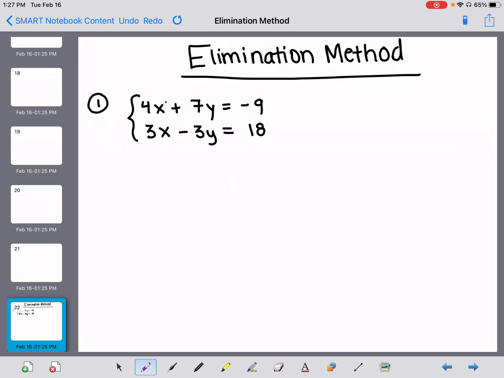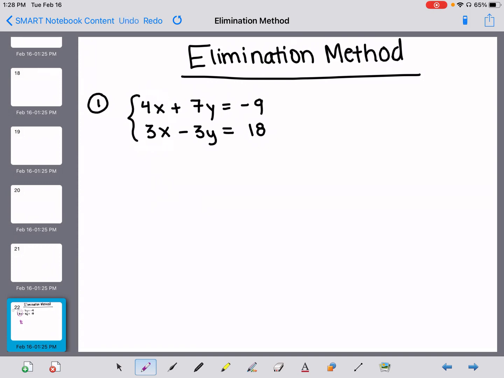And what we've done so far is we've looked at the x's to see if they're multiples of each other. 4 and 3 are not multiples of each other. Multiples would be like 6x and 3x. That would be something we consider more of an easy level question. 7 and 3 are also not multiples of each other. So this is what makes this problem a difficult question: when things are not multiples of each other.